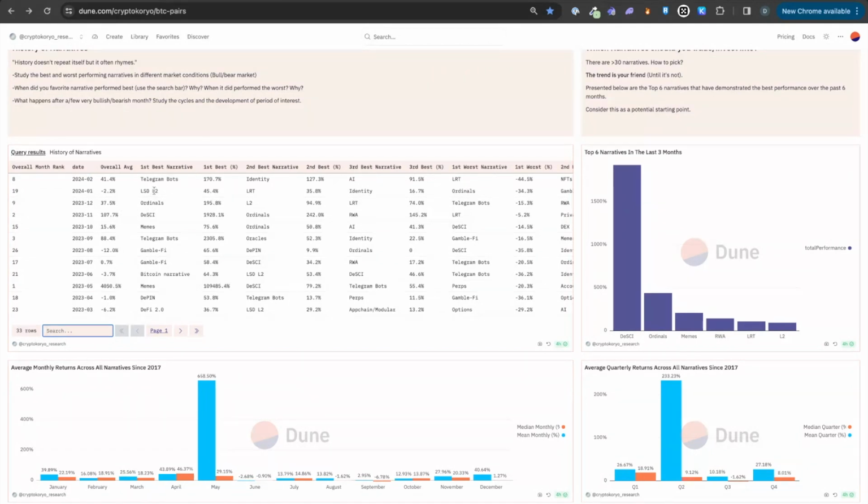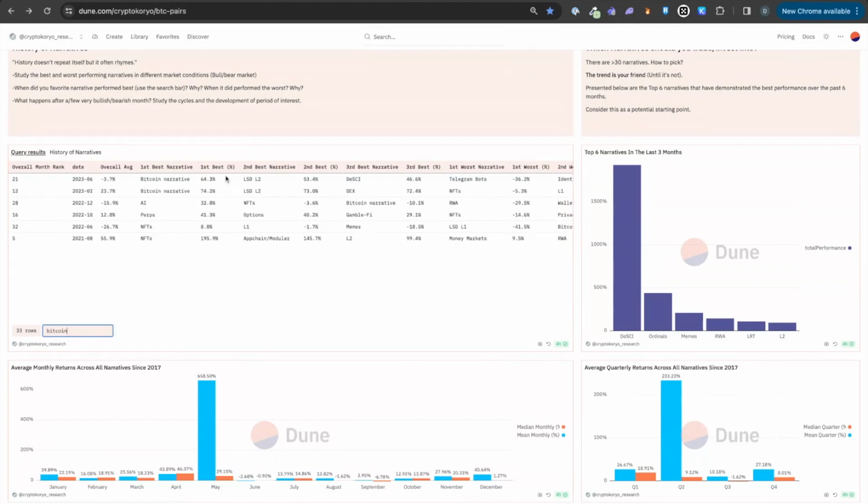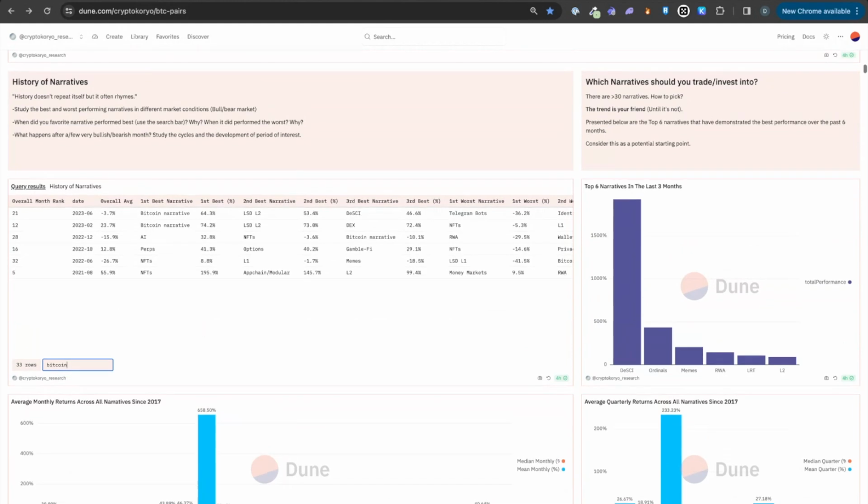Let's search, for example, Bitcoin. The Bitcoin narrative, which is Bitcoin itself and Stacks, STX, and other related tokens, has had a great performance. In 23, at two points they were the best performing narrative, and that's when the Bitcoin ETF news came. Although the average narratives were down around minus 4%, the Bitcoin narrative was up 64% here and 74% here. And you can also see that at some point it was third.